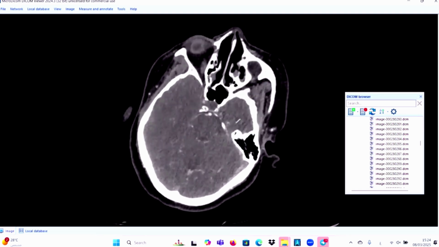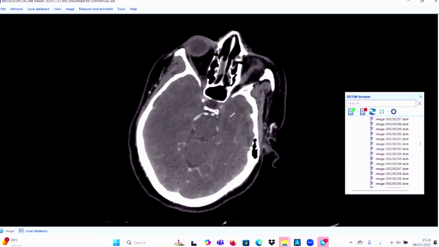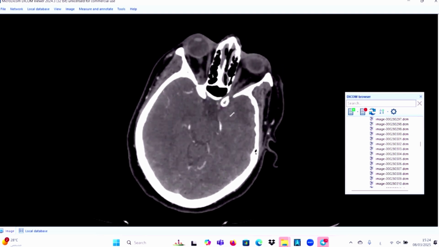Look for this one. It's markedly attenuated, but still patent. You can hardly trace the internal carotid artery at this segment, and it shows abrupt occlusion at the supraclinoid portion. So we have here abrupt occlusion of the right internal carotid artery at its supraclinoid segment.